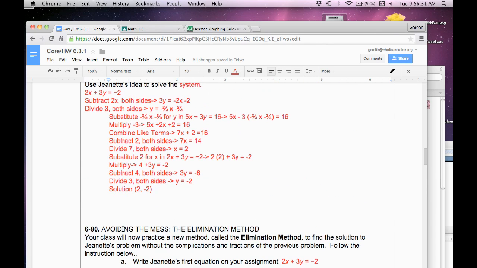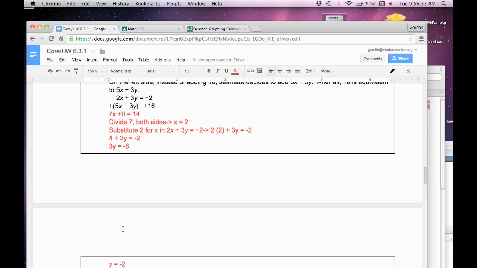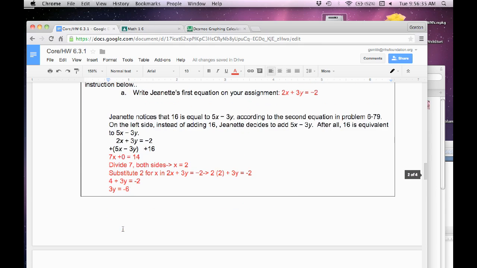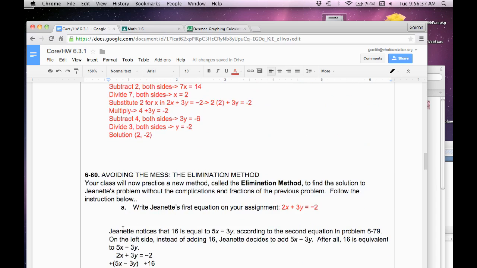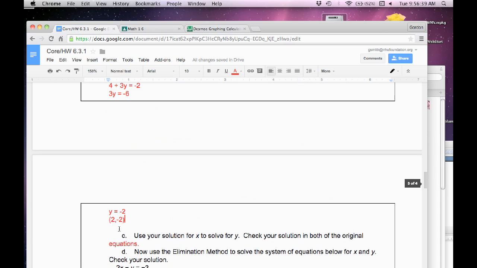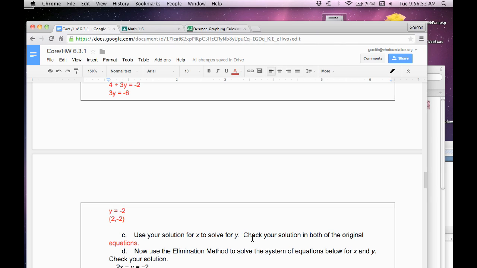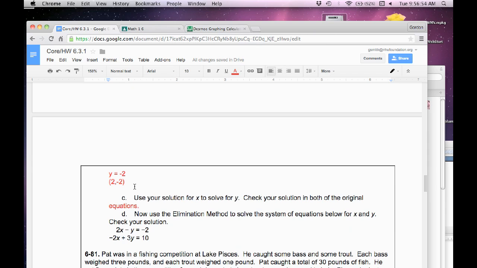You can just compare how much writing we did this time. The elimination method was way faster. So yeah, 2 negative 2. Now use your solution for x to solve for y. We already did that. Check your solution for both in both of the original equations. I'm gonna skip that step. Instead, we'll just use Desmos.